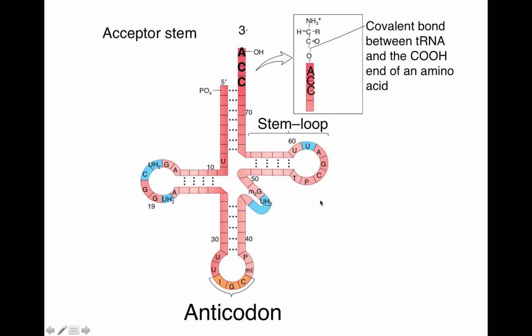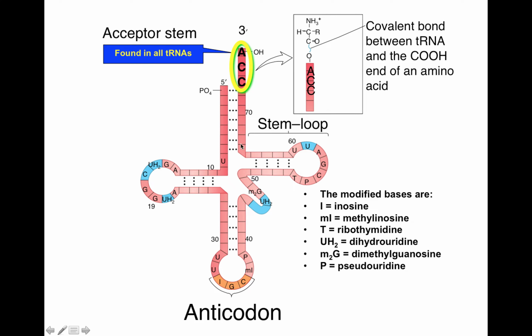Here's a more flattened diagram of a tRNA molecule. That's the cloverleaf diagram. The anticodon is down at the bottom here, and the acceptor stem is up here. There is a covalent bond that is formed between the tRNA and the carboxy end of an amino acid. This sequence of CCA at the 3' end of a tRNA molecule is found in all tRNAs. There are also many other modified bases in the tRNAs that we've discussed in the past.